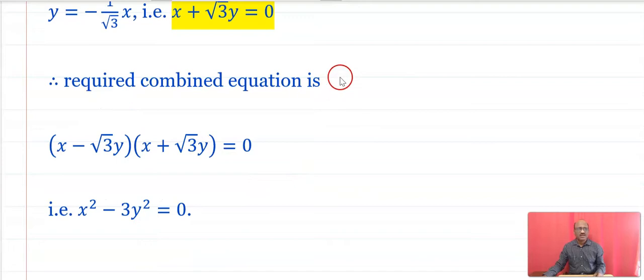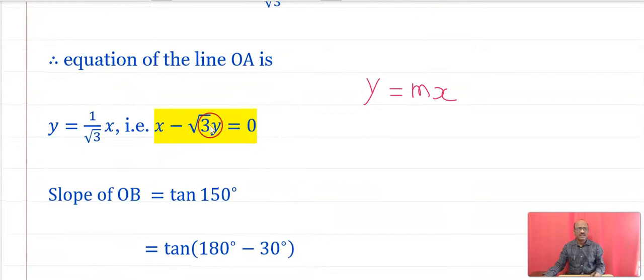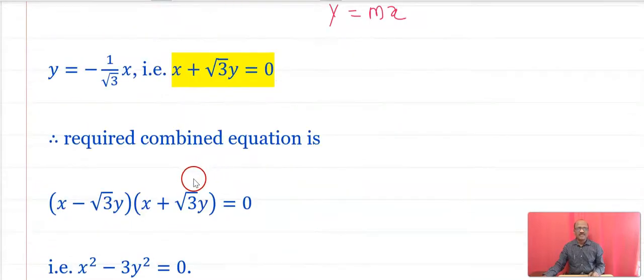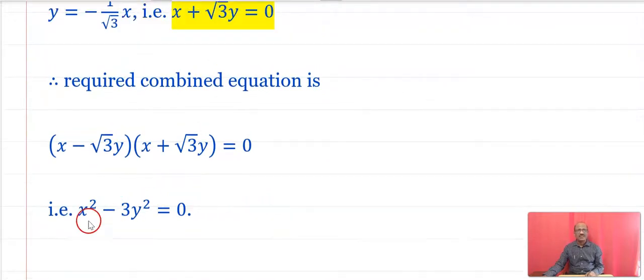Therefore, the required combined equation is: the first line is x minus root 3y, and the second is x plus root 3y, that is equal to 0. Hence their joint equation is x square minus 3y square is equal to 0.